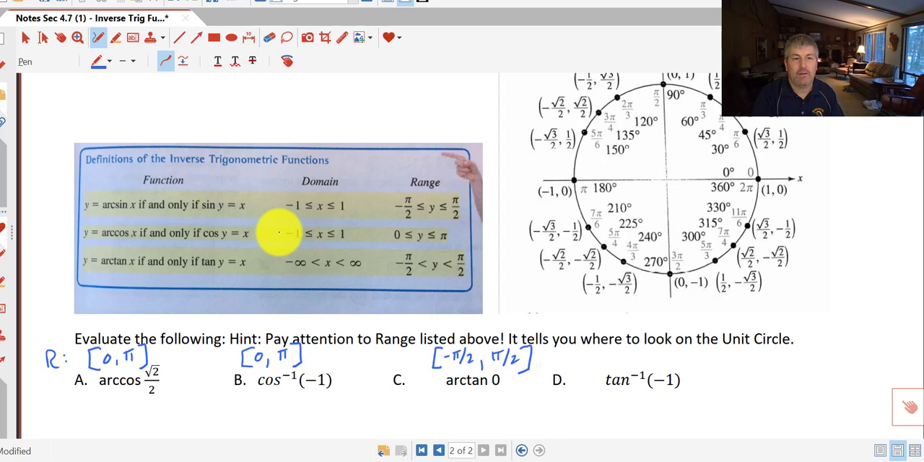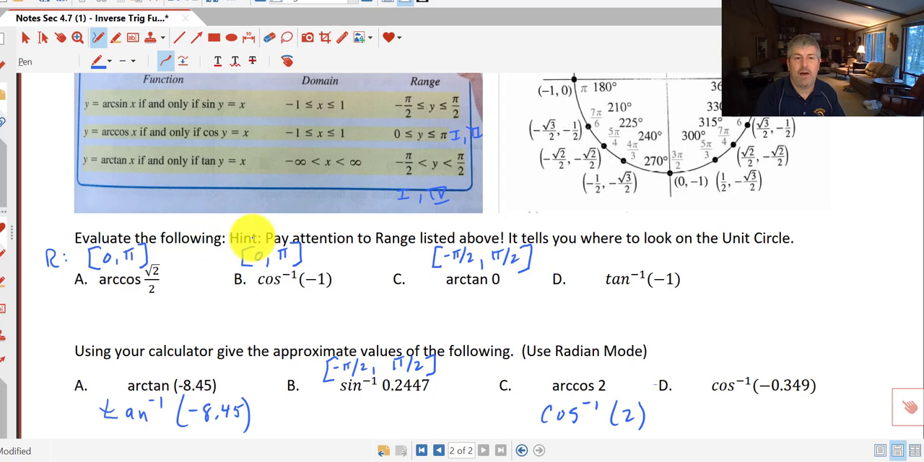Now for cosine, that's going to be a little bit different. Our domain for cosine is going to be the same, between negative 1 and 1, just like the sine is. But our range now is going to be from 0 to pi. So now those are going to use the positives on our unit circle, or quadrants 1 and 2. And then the tangent, the domain actually is all real numbers. Lots of options for the domain for tangent. Our range, however, again, we're back to the same thing as sine. We're in quadrants 1 and 4 here.